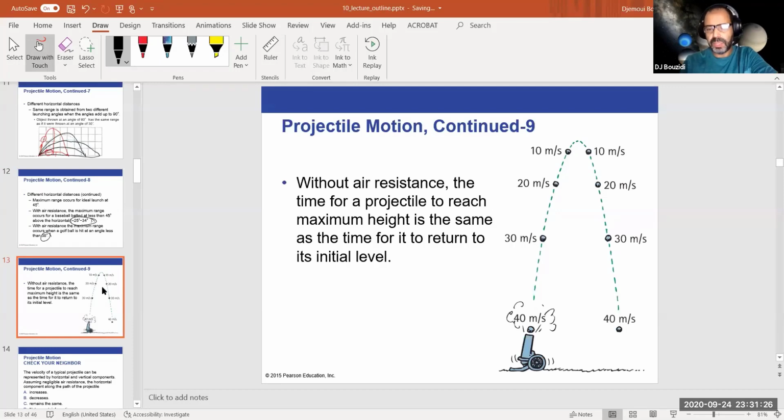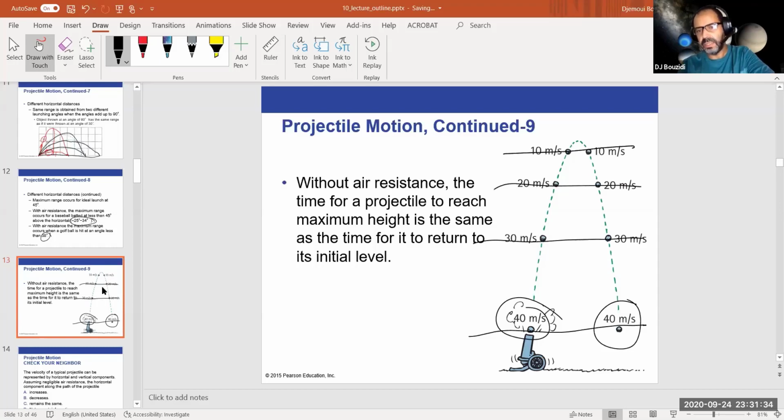Again, I was talking about the speed being the same, 40 meters per second, as long as you are on the same level. As long as you are on the same level, the velocity is always the same. Here is the only point that is its own point. That is the maximum.